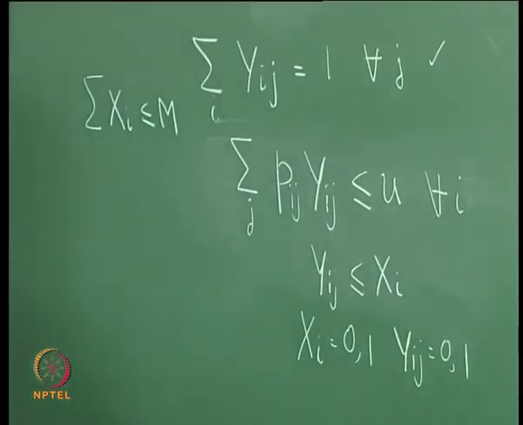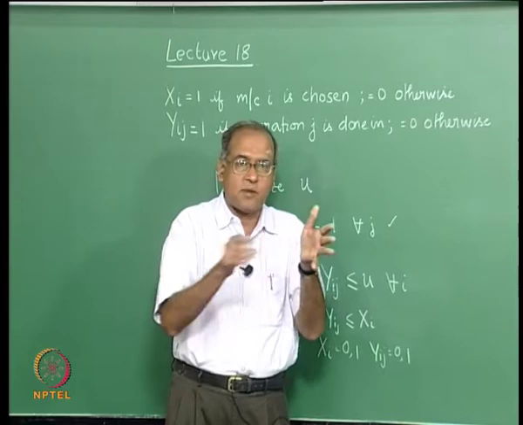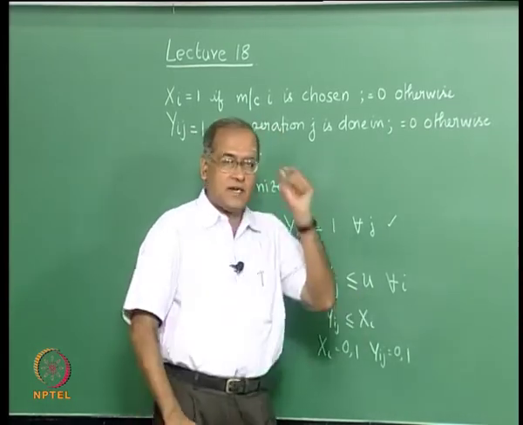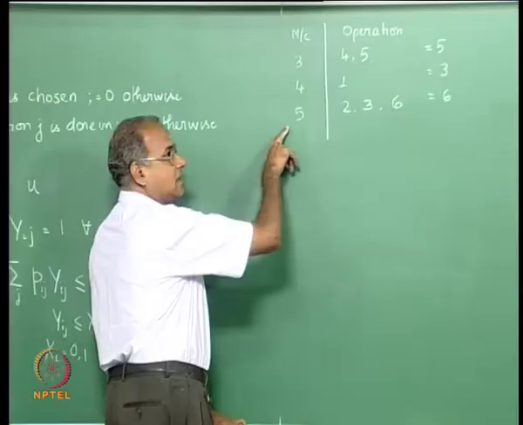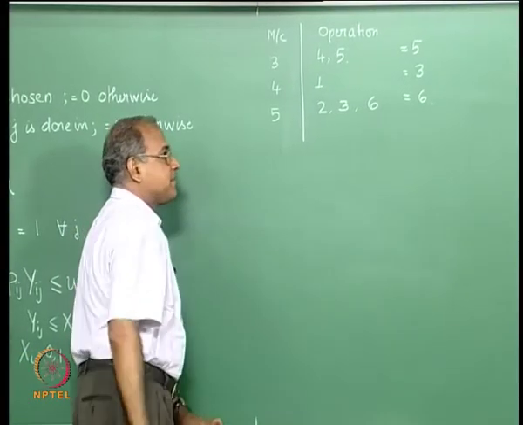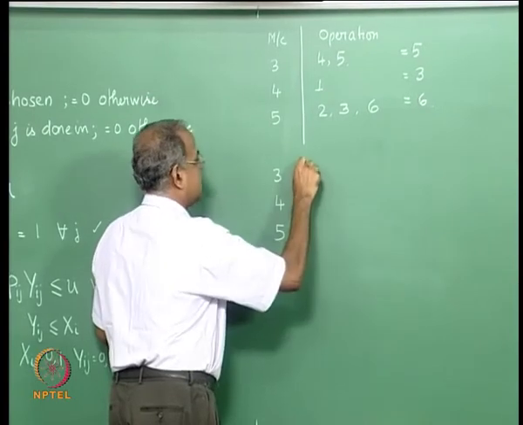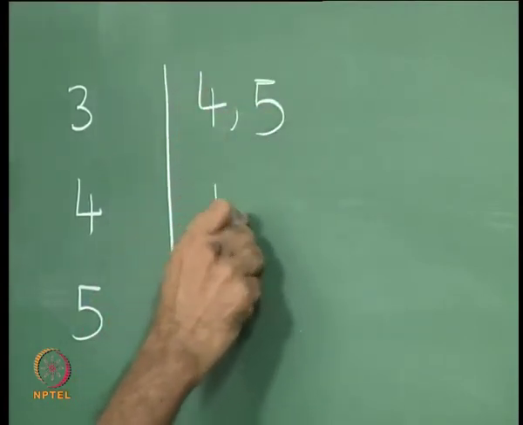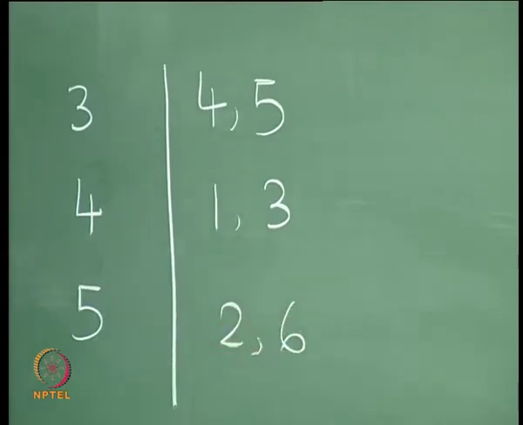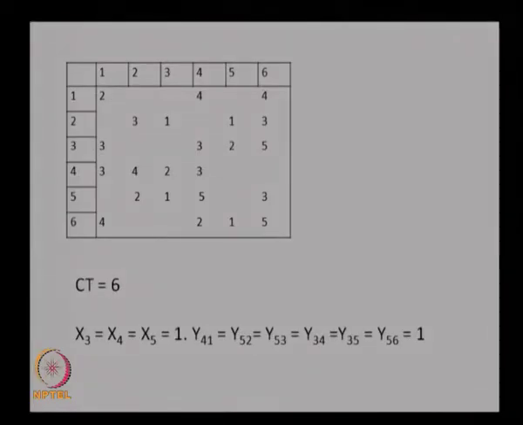So, I should have a maximum of only 3 machines. With a maximum of 3 machines, how do I allocate this such that the workload on each machine is less than or equal to u, and that u we try to minimize. If we solve this, we get the same solution with x 3 equal to x 4 equal to x 5. So, operations 4 and 5 go to machine 3, 1 and 3 go to machine 4, and 2 and 6 go to machine 5. That is the only difference. We get the same solution, except the distribution of operations to machines has now changed.